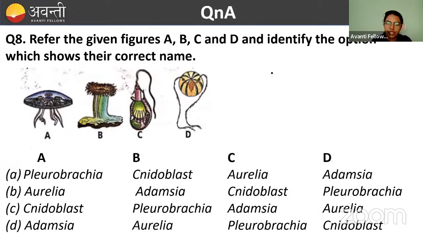Now, refer to the given figures A, B, C, D. Identify the option which shows their correct names. Okay, you have to choose the option here, beta. And this is again direct. If you have read the NCERT diagrams clearly, then nobody will stop you here. Okay, so I'm going to launch the poll now. Look into the pictures. Look into the options. It is very easy. Okay, I have launched the poll. Make sure that you answer in the poll.